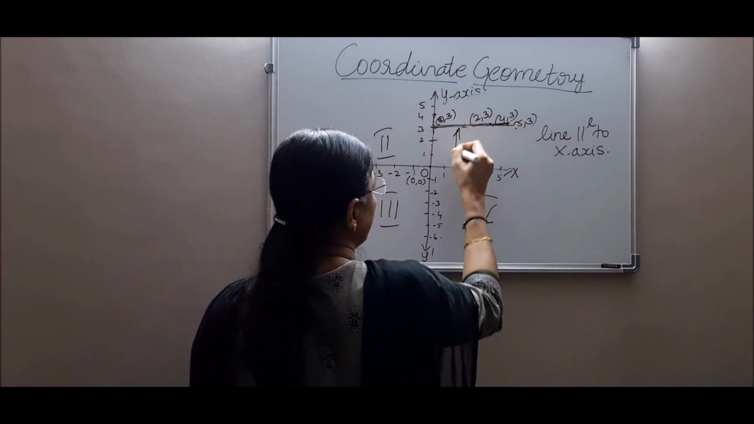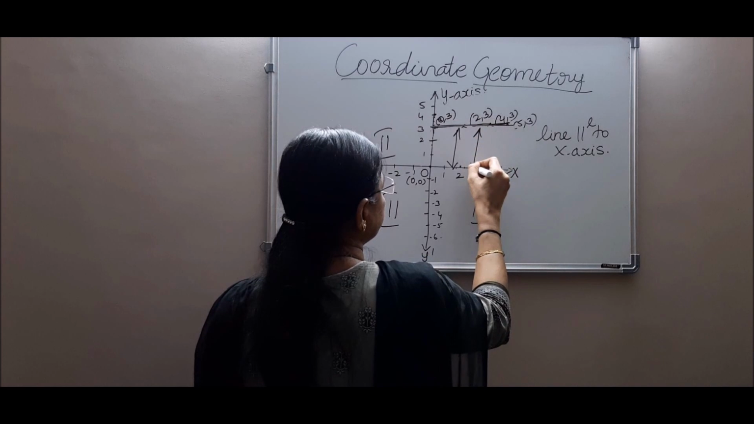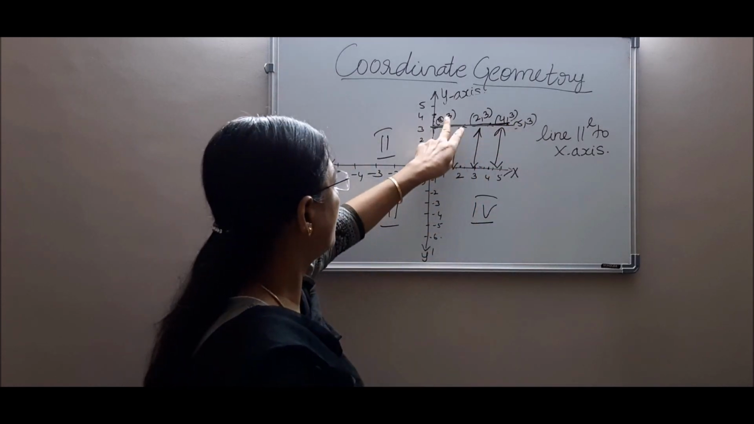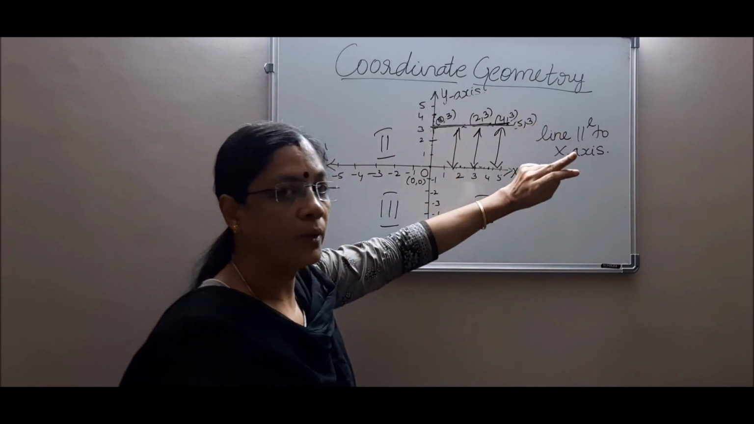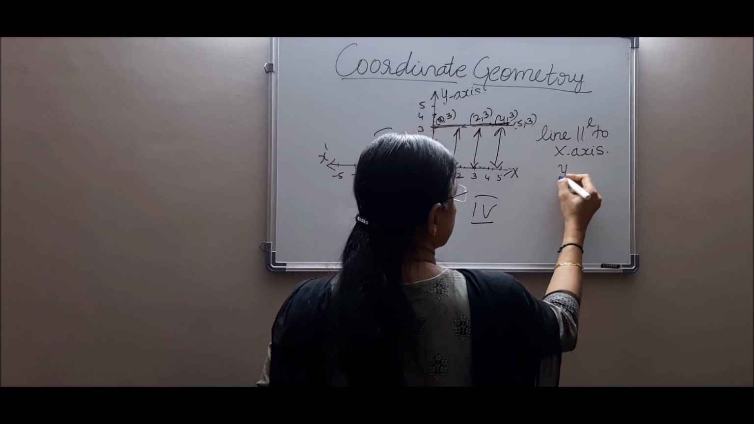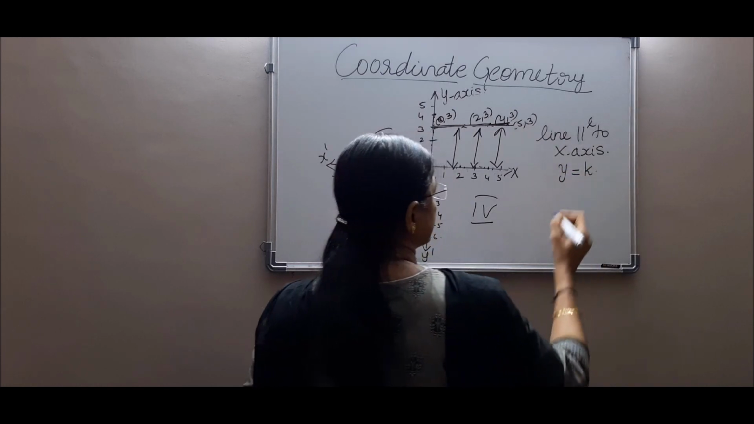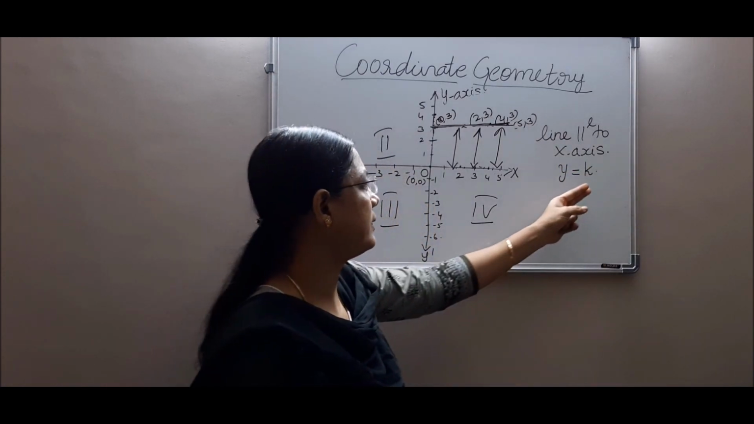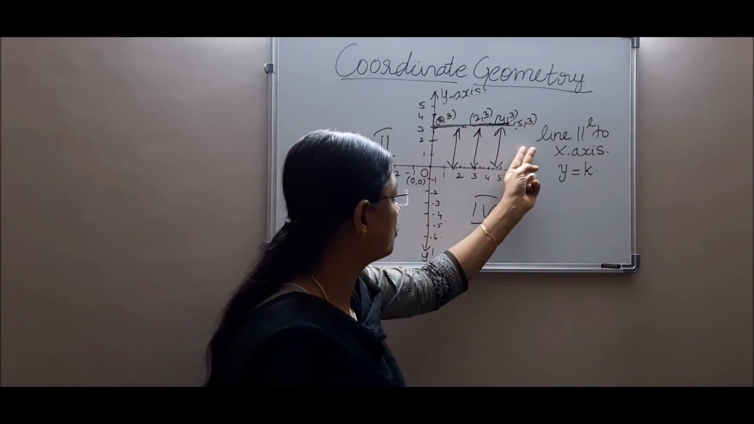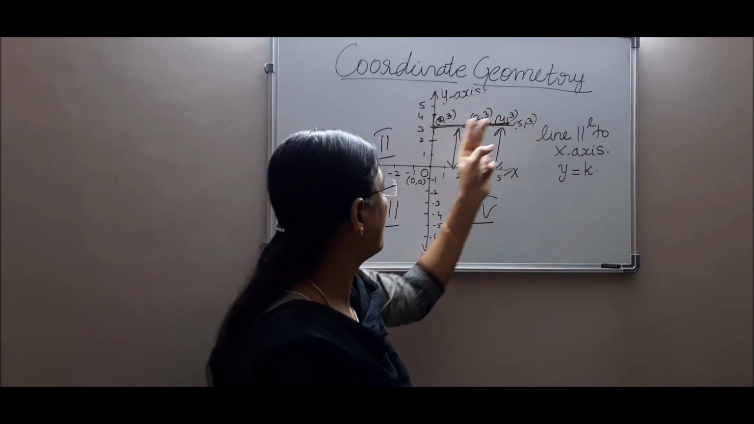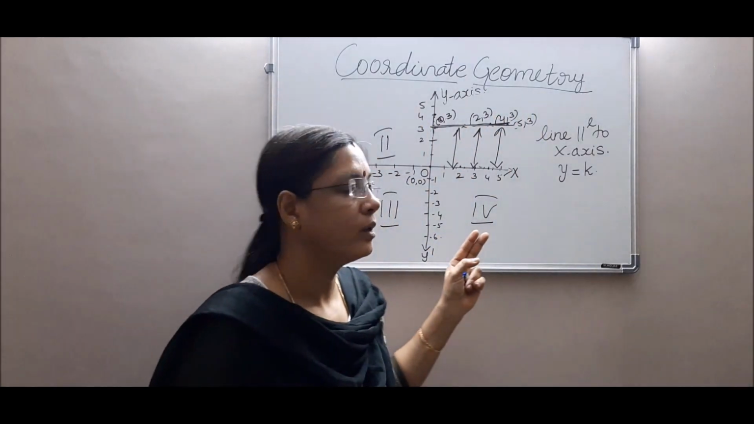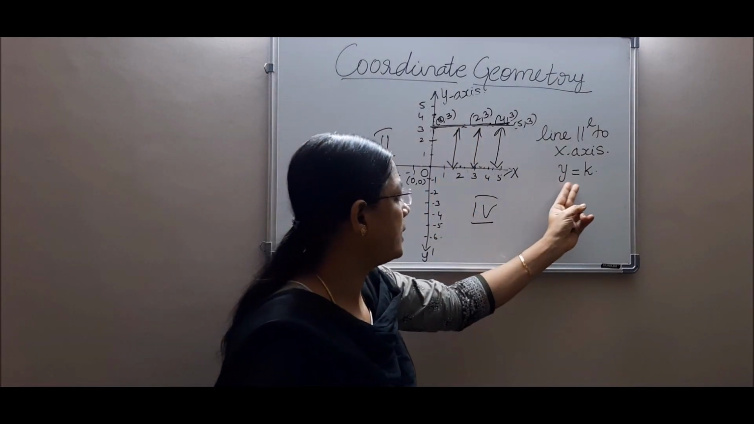I said for parallel lines the distance is the same throughout, isn't it? So the y coordinate is 3 everywhere, only the x coordinate changes. So the line parallel to x-axis has the equation y is equal to k. k can be any constant. So this parallel line can be anywhere. Even with 2, even with 5 you can draw, or even with -5 you can draw y is equal to -5. So all these lines, I mean y is equal to k.